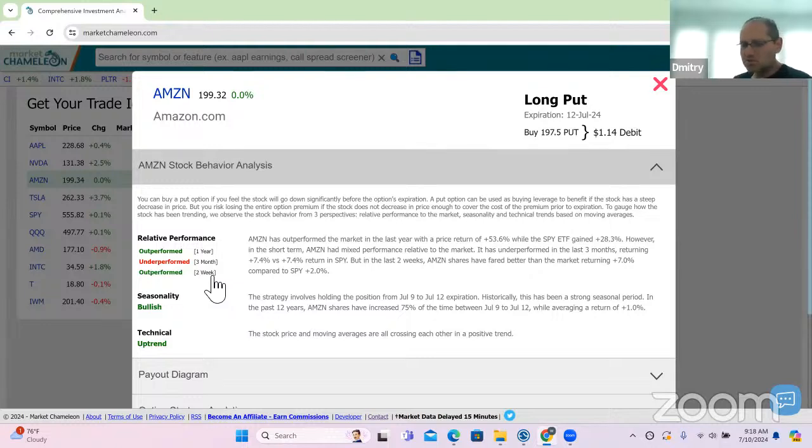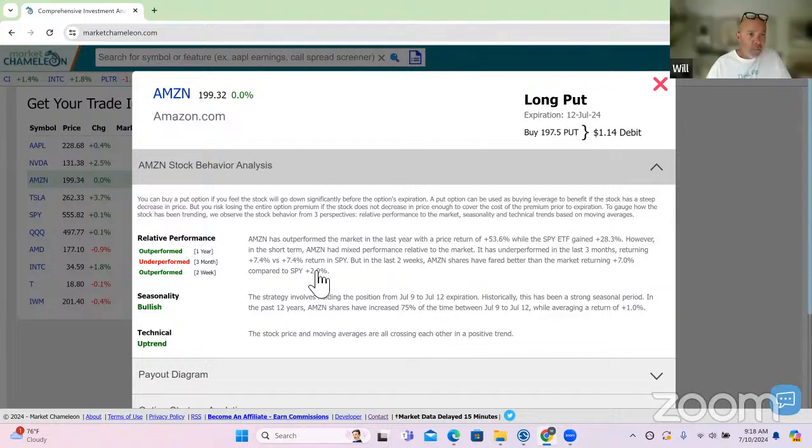So it still seems pretty strong in a longer term, like 1 year, and 2 weeks. Just in the last 2 weeks, it outperformed the market rate. So Amazon's up 7%. If we look at SPY, the S&P 500 is up 2%. So that's definitely outperformed the S&P 500.